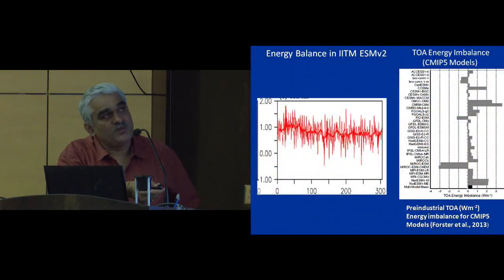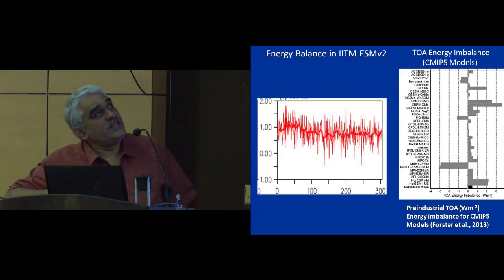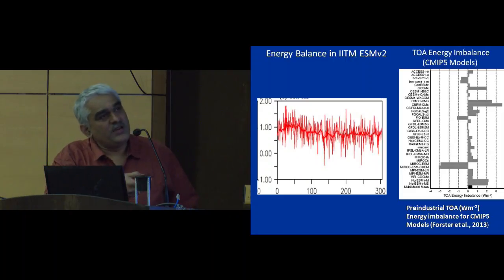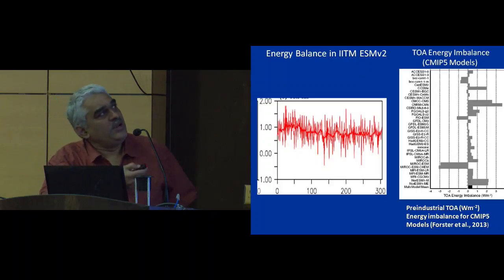And so presently we have a system where the radiation imbalance is close to 0.5 watts per meter squared at the top of the atmosphere, and it is on par with most of the state-of-the-art CMIP5 models that we see. This is a paper that I picked from Lucarini, where they have looked at the pre-industrial run from the GFDL ESM2, I think GFDL 2.1, where the imbalance is slightly less than 0.5 watts per meter squared.